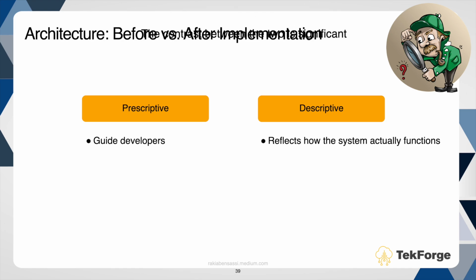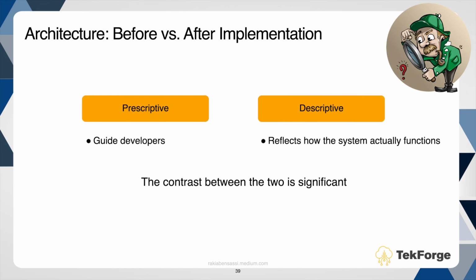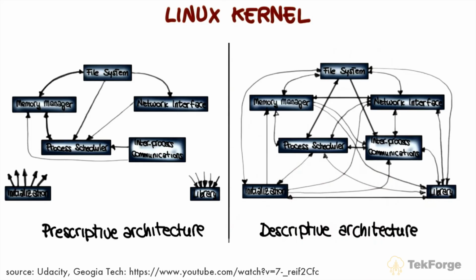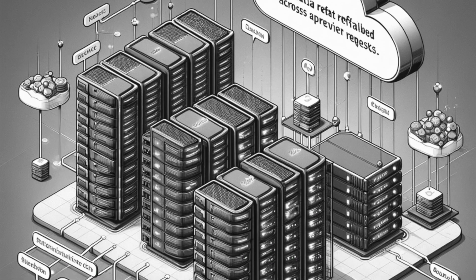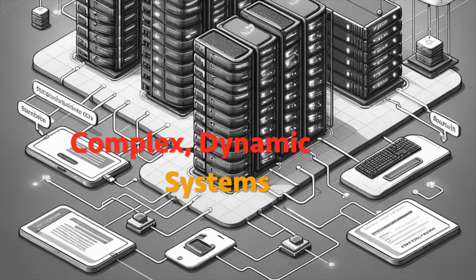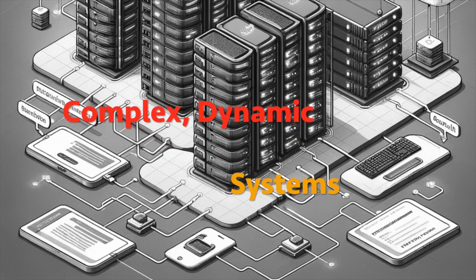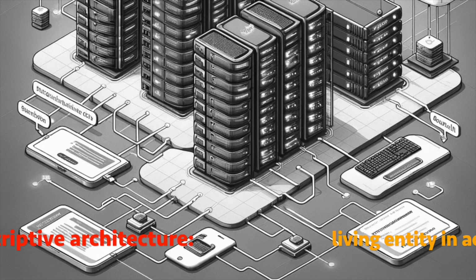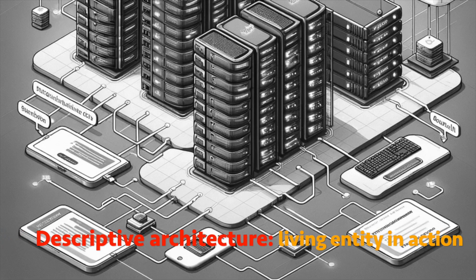actually functions. The contrast between the two can be significant, as the realities of software development often diverge from initial plan due to various constraints, optimization, and practical adjustments. In essence, this illustration captures the dynamic nature of software architecture, especially in complex, evolving systems like the Linux kernel. It is a candid acknowledgement that while the prescriptive architecture provides the foundation, the descriptive architecture represents the living, breathing entity that is the Linux kernel in action.